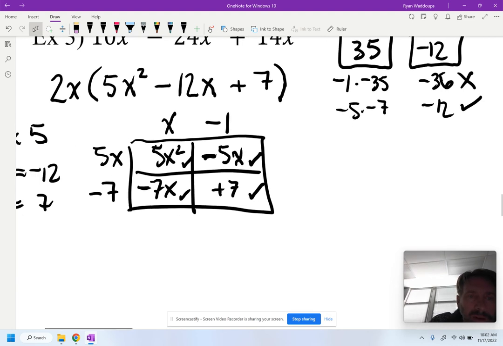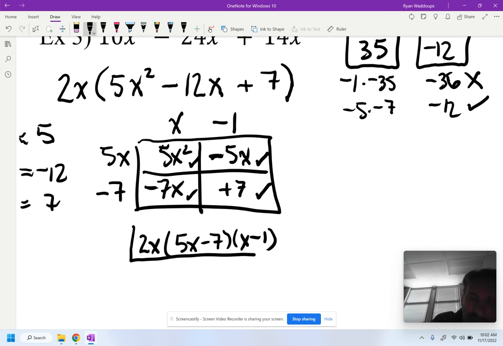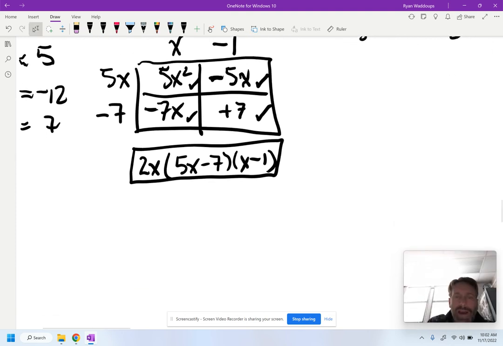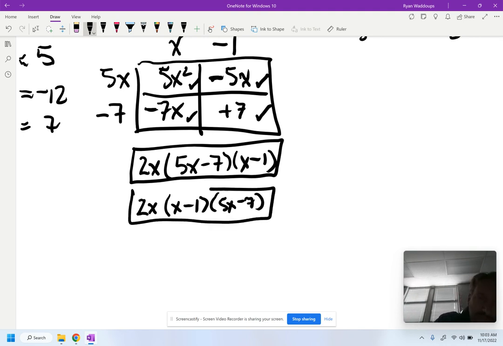So my factors are 5x minus 7 times x minus 1. And then the 2x that I factored out at the beginning is also there, 2x. Now, occasionally I get asked, does it matter if I switch these around? No, it wouldn't matter at all. I could put 2x here and then x minus 1 and then 5x minus 7, and that would be just the same.